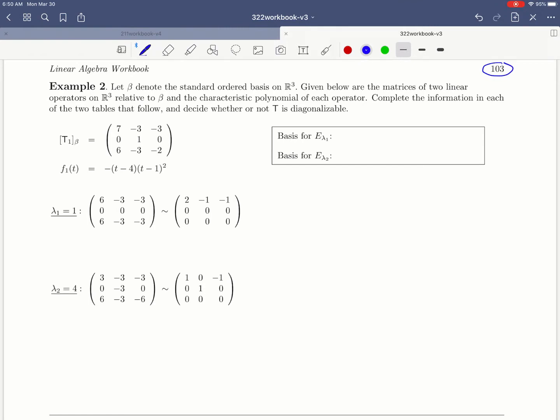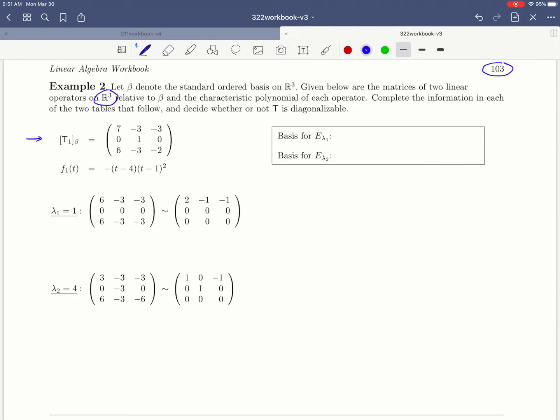Diagonalizability has to do with being able to find a basis that consists of eigenvectors. So our vector space in this case is R cubed. If we want a linear operator to be diagonalizable, that means we need to find a basis for R3 that consists of eigenvectors of that. So for each of these two exercises, we're going to have to start by finding eigenvectors. And let's start with the first one here.